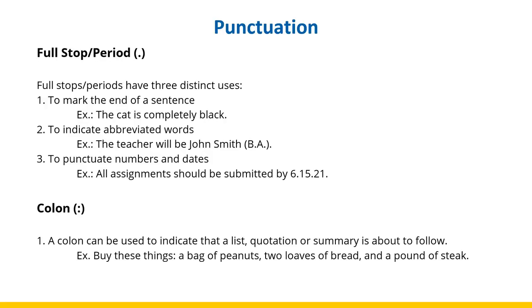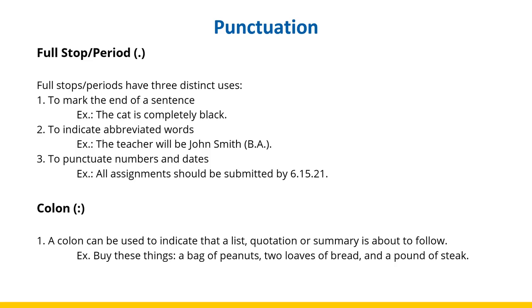Now we are going to talk about punctuation, and the first one is the most common one. It's a full stop, or we call it a period in America. You can see the sign and how it looks. Full stops or periods have three distinct uses, so we're going to discuss that. The first one: we use a period to mark the end of a sentence. When you finish your idea, you need to put a period. So: the cat is completely black. Or: I'm a teacher, period at the end, right?